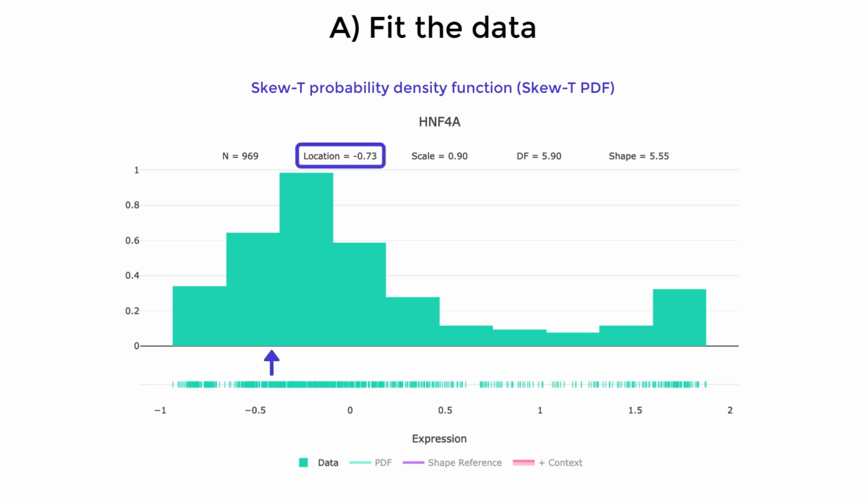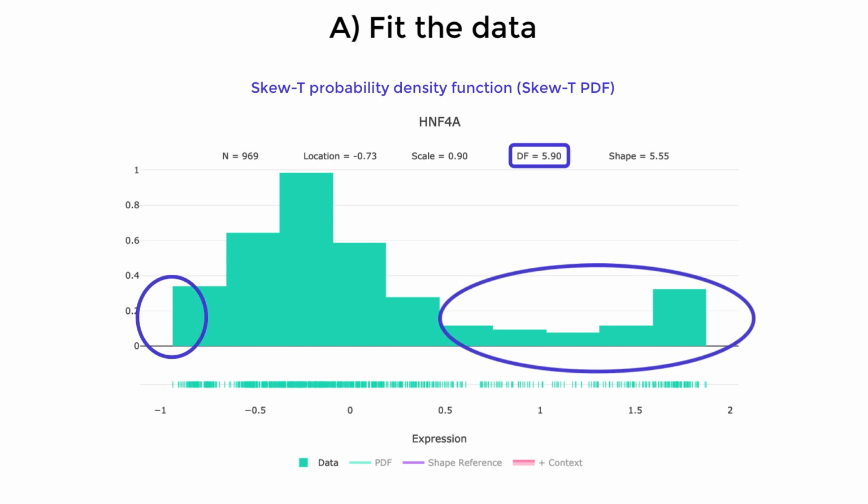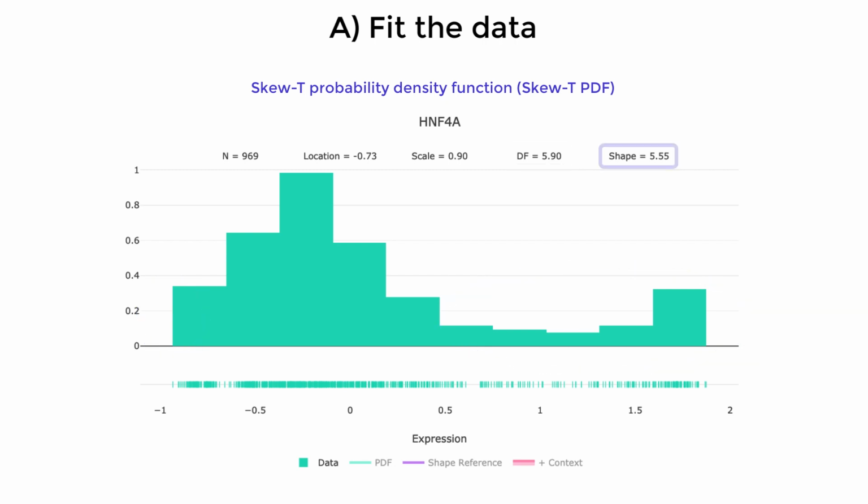Roughly, the location is where the distribution is centered. Scale is the fatness of the distribution. The degrees of freedom describes how quickly the tails of the distribution disappear. HNF4A has a lower degrees of freedom because its right tail disappears slowly. And finally, shape is a number that defines the direction and magnitude of the skew. HNF4A is right skewed, so its shape is a larger positive number.